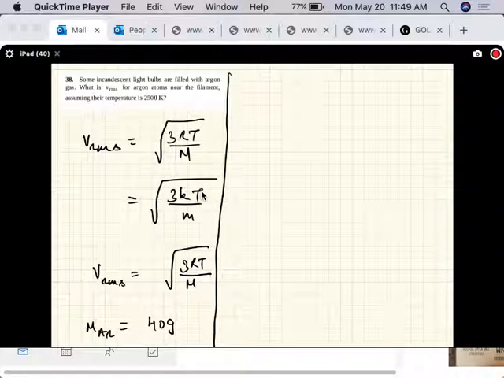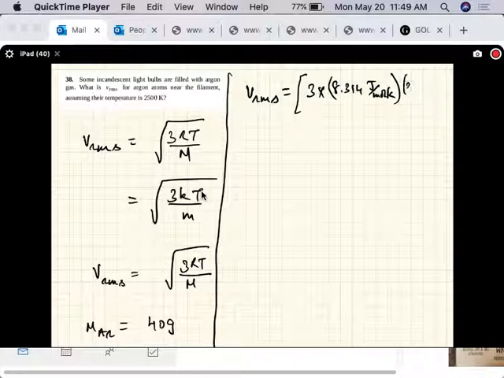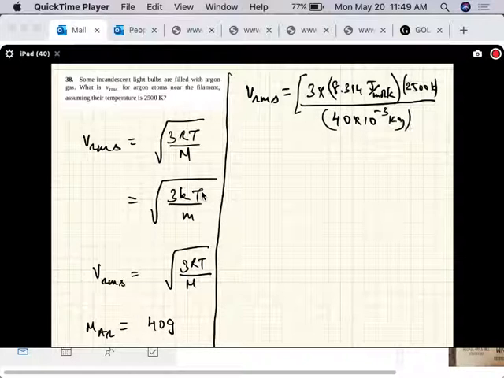All right, so VRMS is equal to the square root of 3 times 8.314 joules per mole per Kelvin, times the temperature, which is 2,500 degrees Kelvin, divided by 40 grams, and we have to convert that to kilograms, all to the power 1/2.